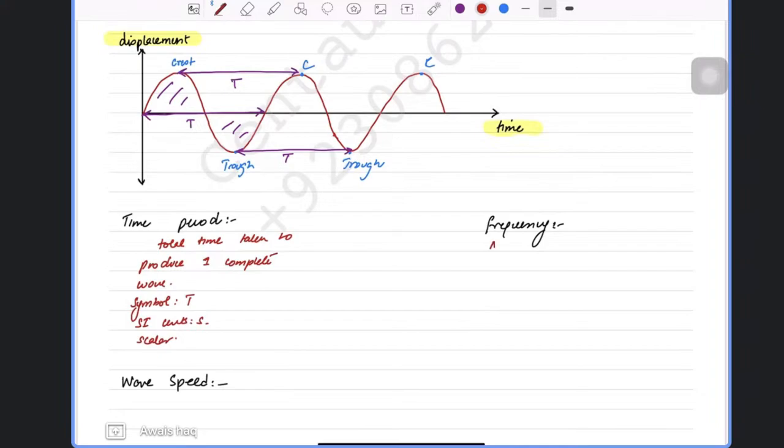On the other hand, frequency is the number of waves produced in 1 second, which means that frequency is given by 1 upon time period. The SI unit of frequency is hertz, written as capital H small z, or 1 over second. That is also the same thing, and it's also a scalar quantity because that's just the count of waves that are being produced. All right, everyone, you guys get it? Yes. Okay, now the greater the time period is, obviously the smaller the frequency is going to be. Which means if you take less time to produce a wave, obviously its frequency is going to be higher.